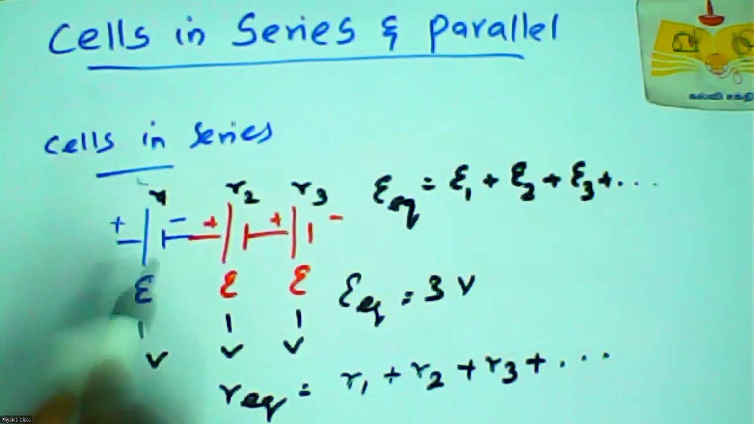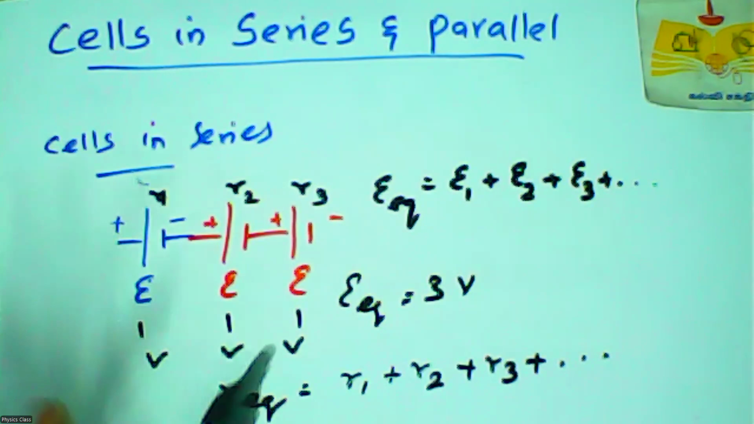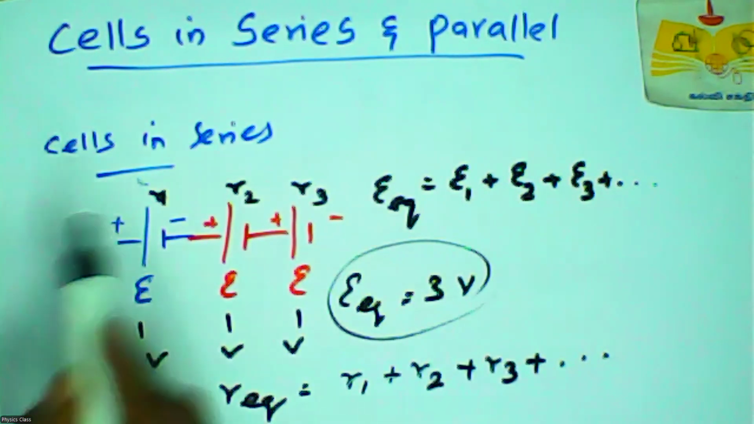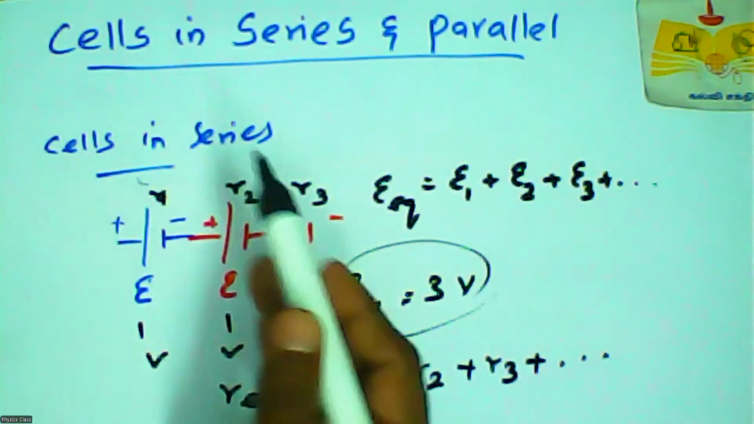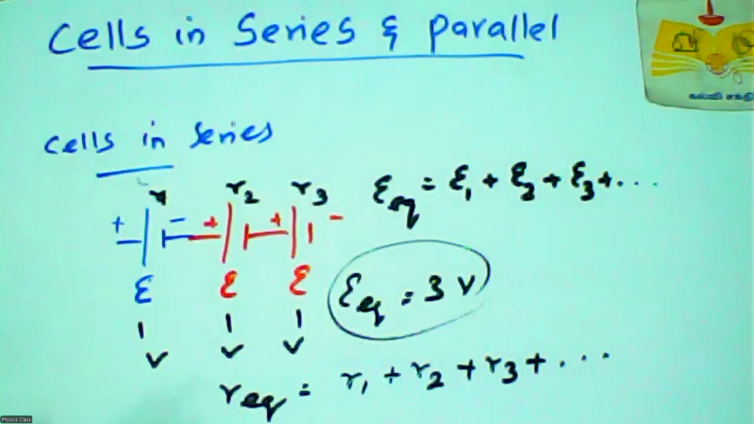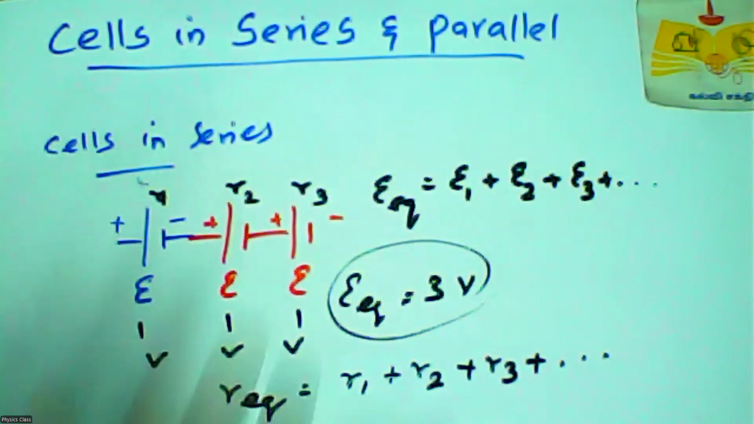Cells in series are used when we need a higher voltage, like in a flashlight. Because the voltage is the sum, if you add a 4th cell or 5th cell or 6th cell, the voltage increases. So we will get a higher voltage, like in a flashlight. These are for cells in series.